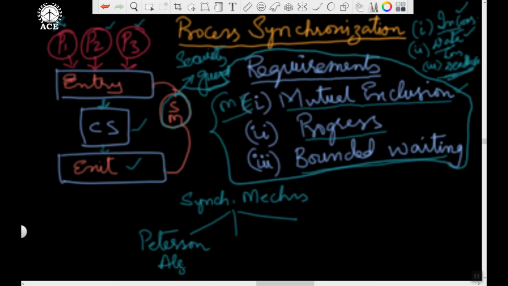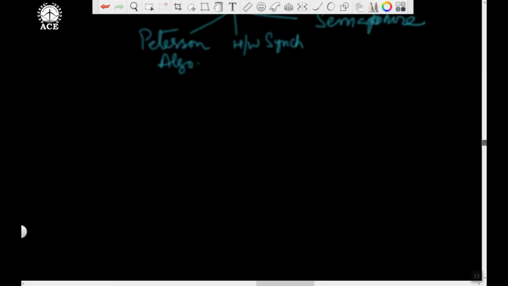Peterson algorithm or Peterson solution. The other is called hardware synchronization. And the last one we are going to discuss is called semaphore. So these are the three things you can expect in the exam in any fashion.